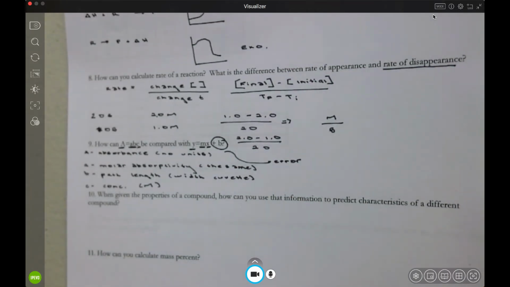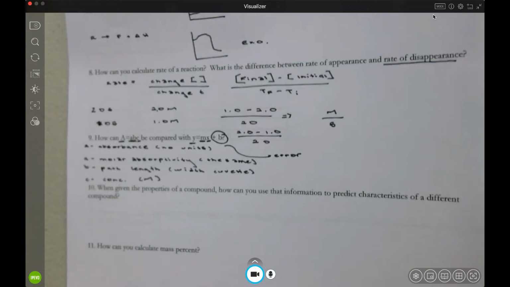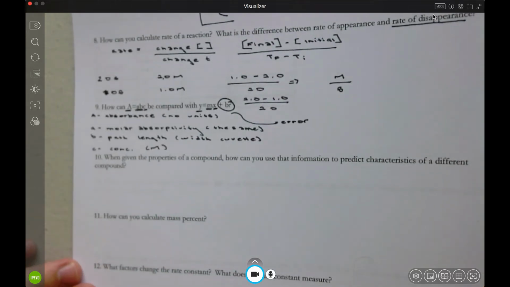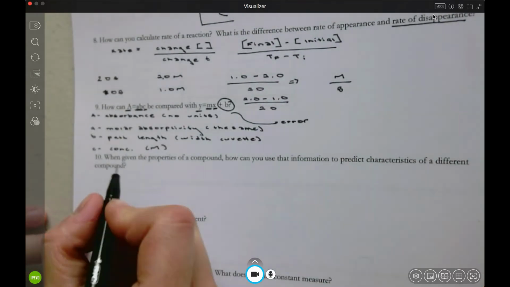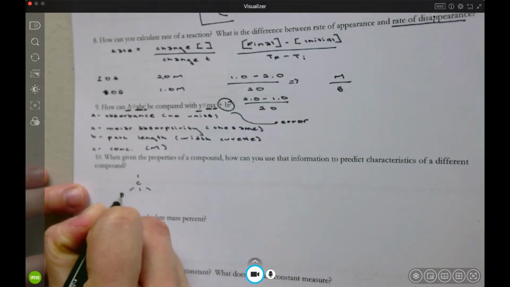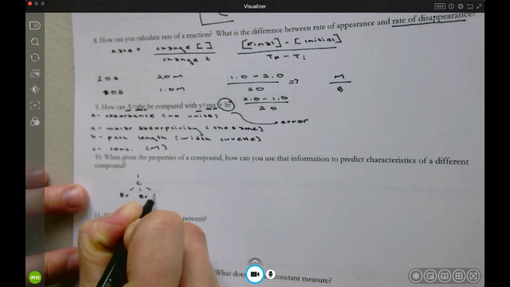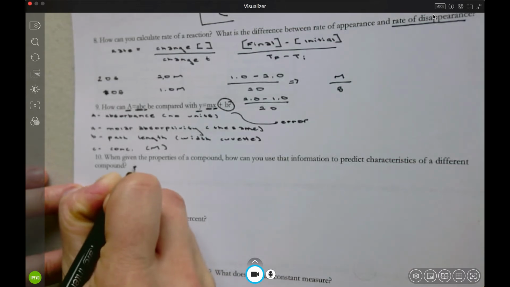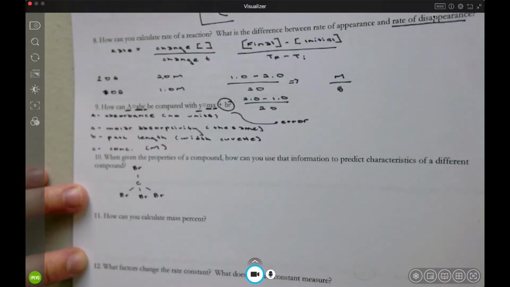All right, for number 10, when given the properties of a compound, how can you use that information to predict characteristics of a different compound? So this question referred to, you were given this nonpolar molecule and told that it was non-flammable. And then you were asked what molecule would also most likely be non-flammable.